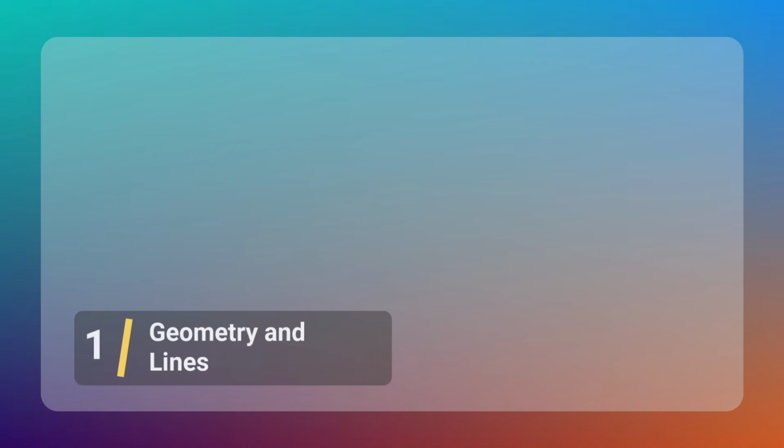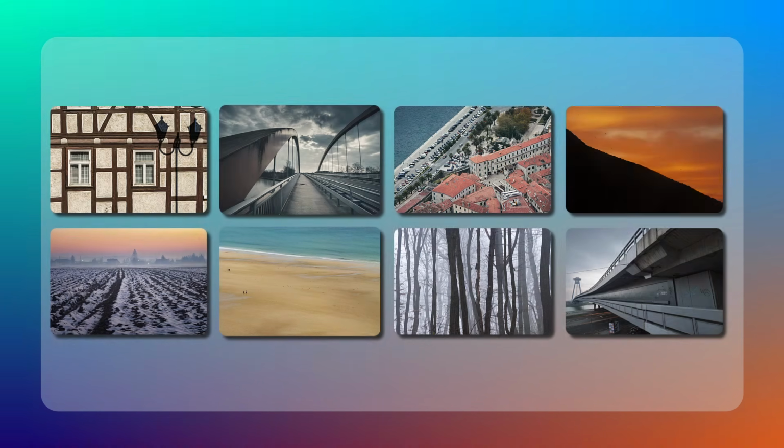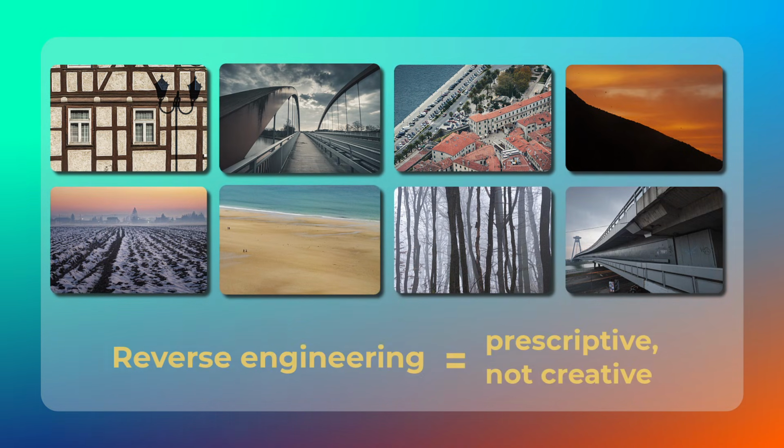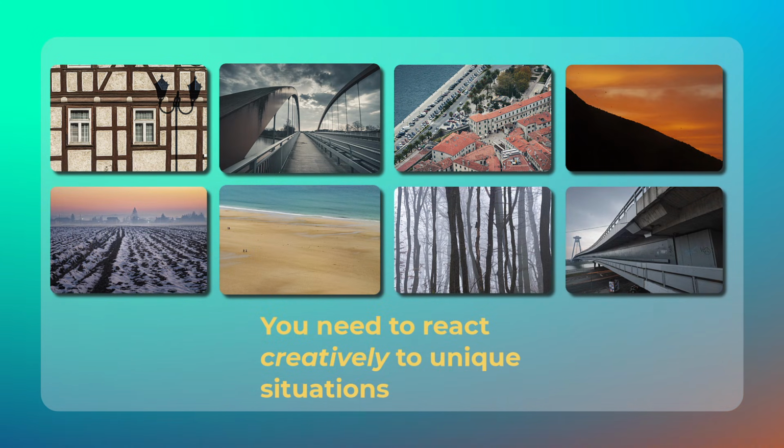So the first compositional trigger is geometry and lines. Here's a few finished examples of what I'm talking about. But what I don't want to do in this video is to take a load of pre-existing photos like these and then just reverse engineer them. That doesn't help you to create original photos in your environment and in situations that crop up randomly.